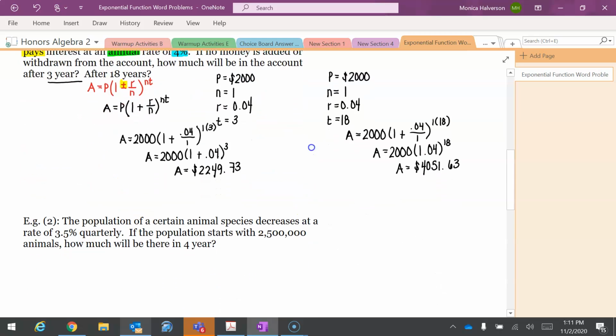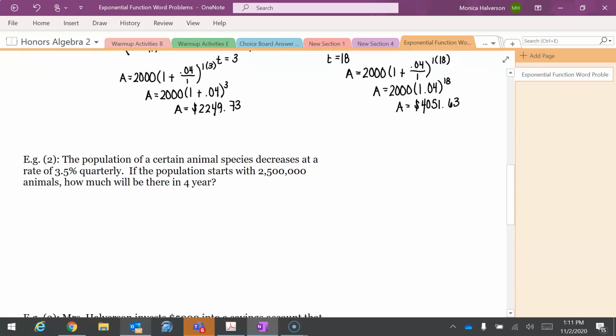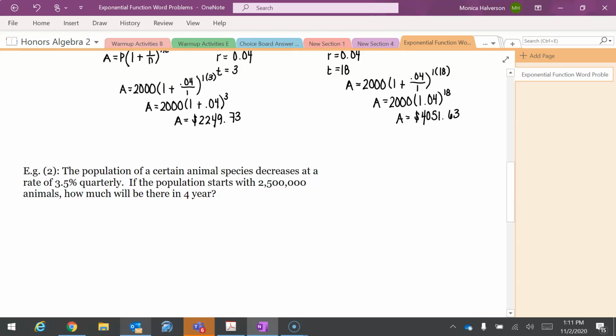Okay, let's do another one together. The population of a certain animal species decreases at a rate of 3.5% quarterly. If the population starts with 2,500,000 animals, how much will be there in 4 years? Okay, so does it say compounded continuously anywhere? It doesn't. So we're going to use the first equation.